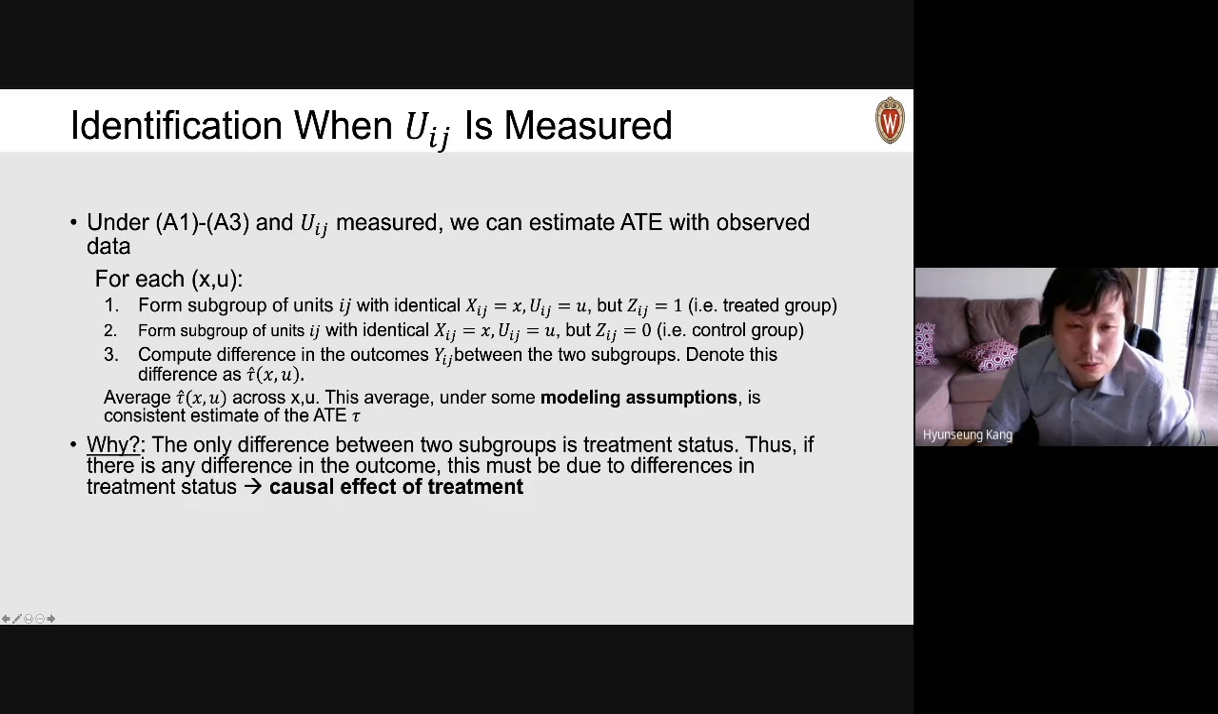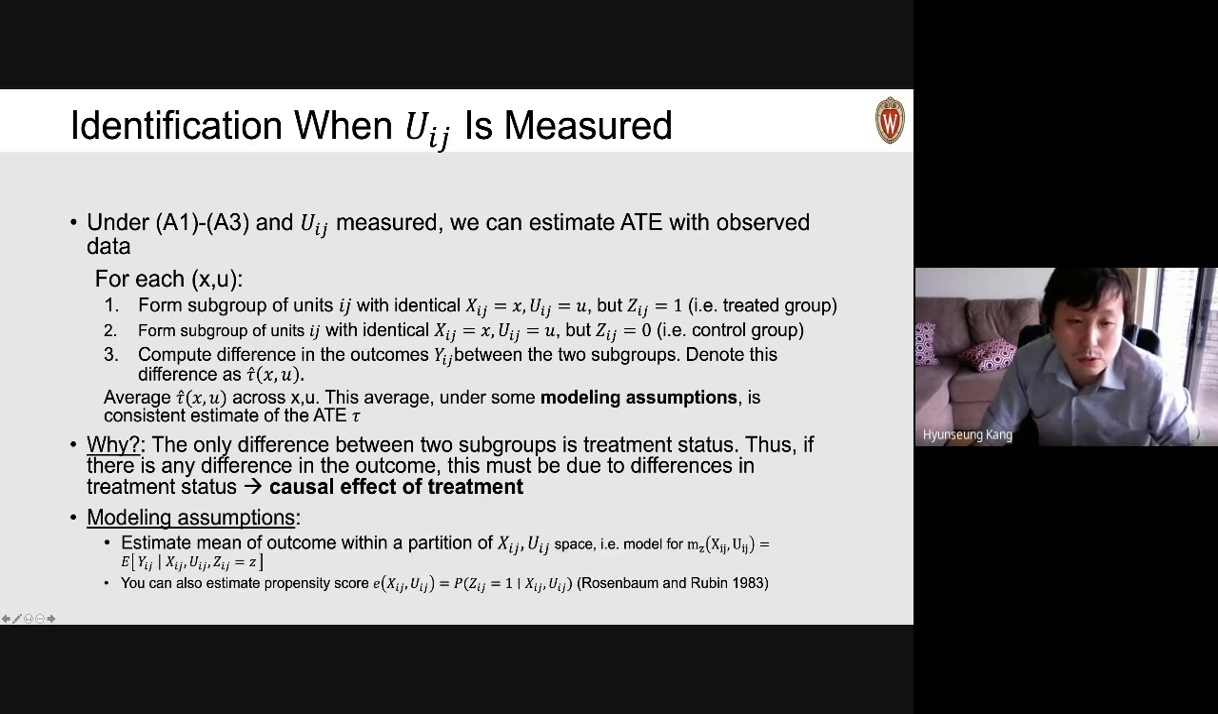The reason this works is that at every x and u, the only difference between the first subgroup and the second subgroup is their treatment status. Their pre-treatment variables are identical, and therefore, if there's a difference between the treated group and the control group in terms of the outcome, it must be only because of the difference in the treatment, because all the x's and the u's are the same. And that's why you can obtain, roughly speaking, the causal effect of treatment, at least asymptotically.